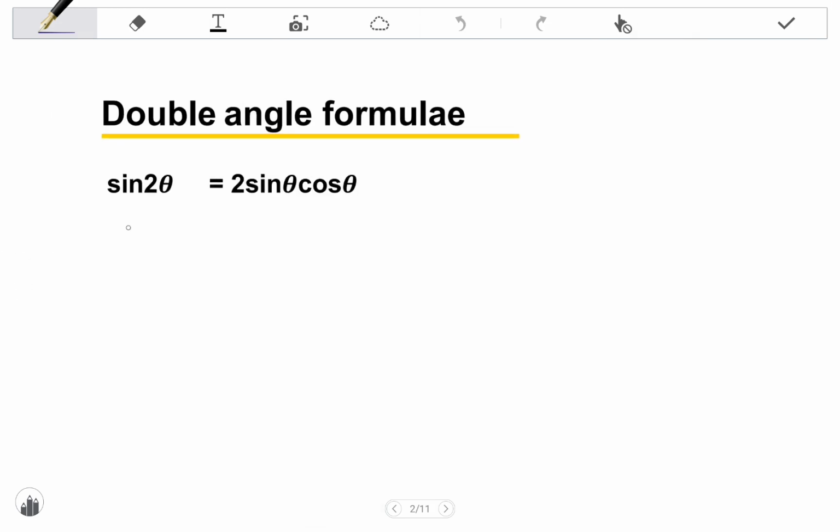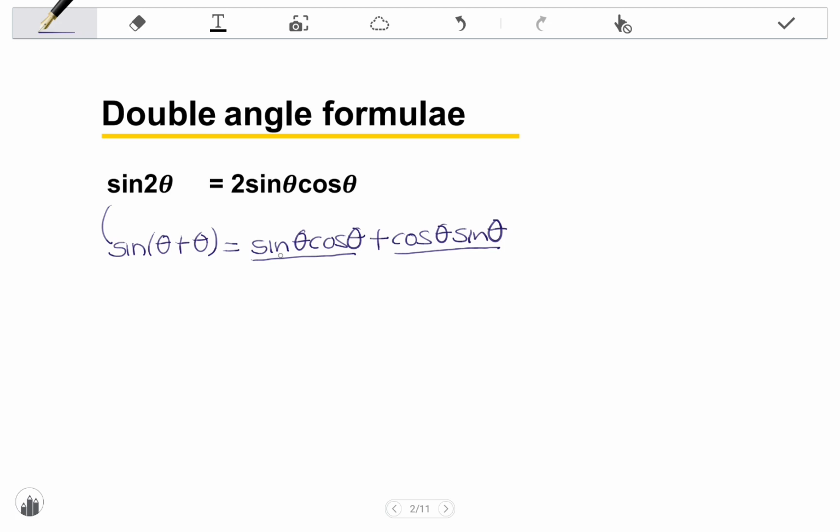So if we look at the sine double angle formula, we can consider that sine 2 theta is the same as theta plus theta, which is a compound angle. Now, from the sine compound angle formula, we know that this expands to sine theta cos theta plus cos theta sine theta. Now, if we look at our two terms, they are like terms because I have the exact same trig functions and the exact same angles.